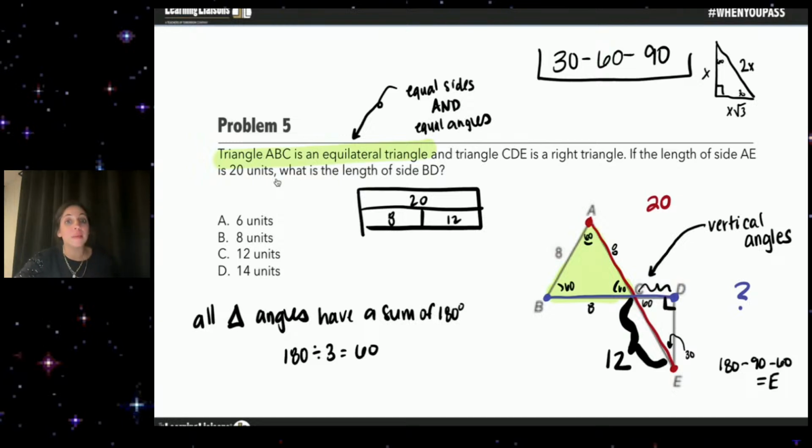And when I look at my 30, 60, 90 degree triangle, 12 is at the hypotenuse. So 2x equals 12. What does that mean x equals? Divide both sides by 2, x equals 6. So the 30 is 6. So this right here is 6. Now I can do 8 plus 6 is 14. And I have my answer.